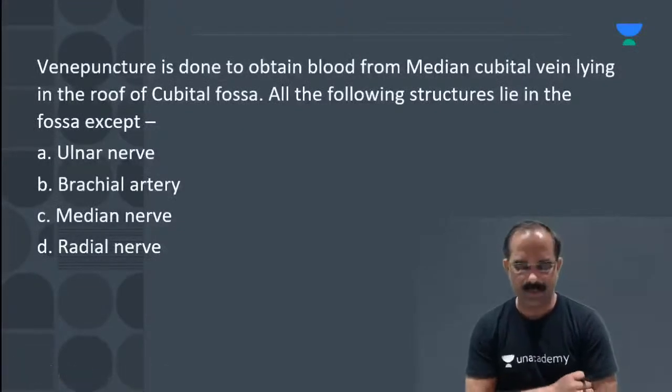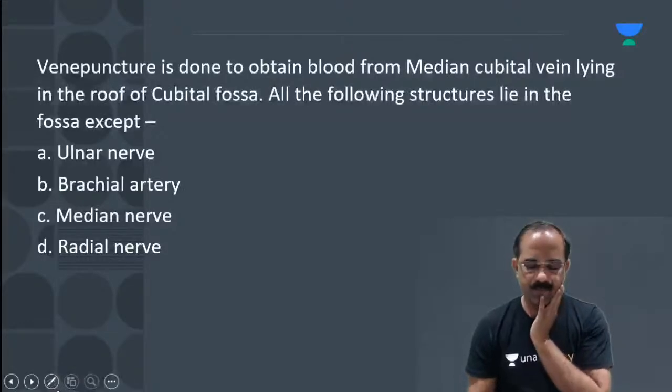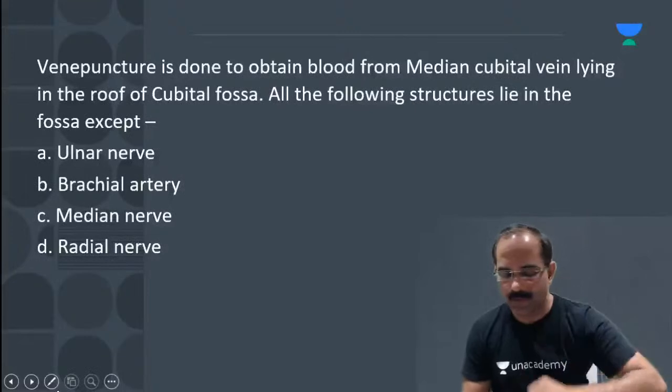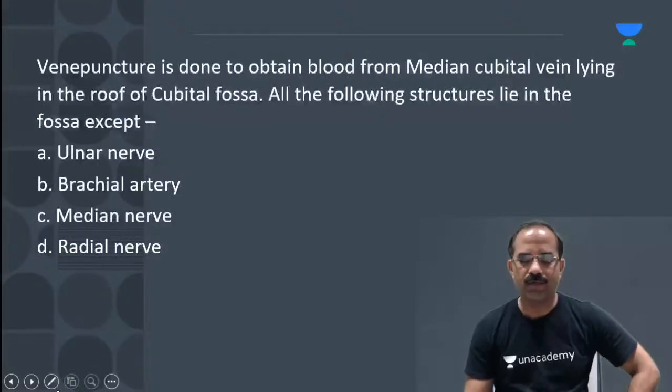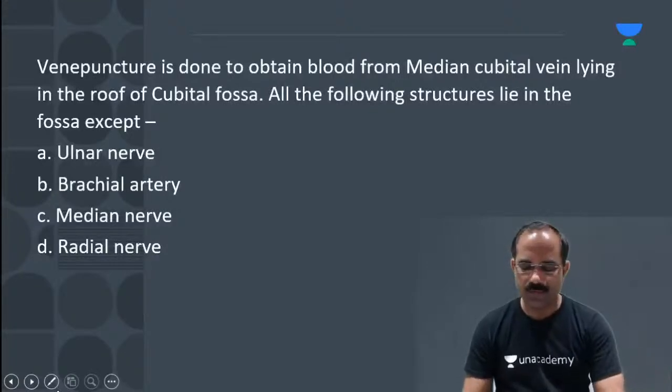Have a look at this. Starting with the first MCQ, students, for you. Venipuncture is done to obtain blood from the median cubital vein lying in the roof of cubital fossa. Perfect. All the following structures lie in the fossa except.